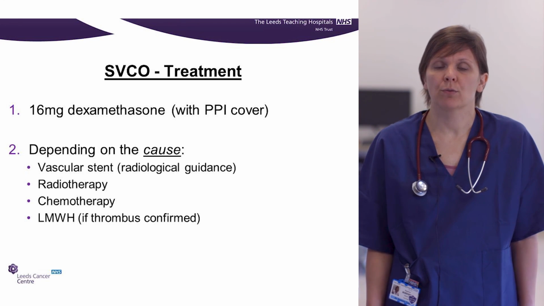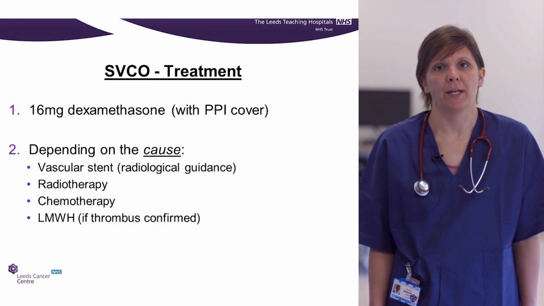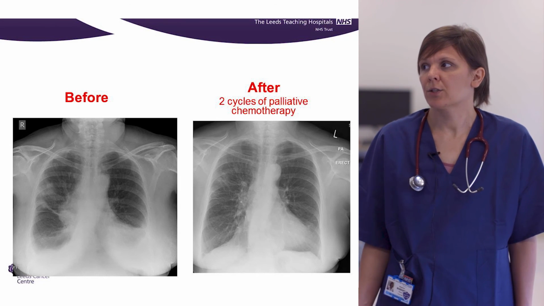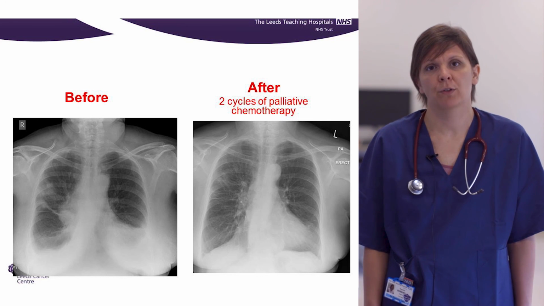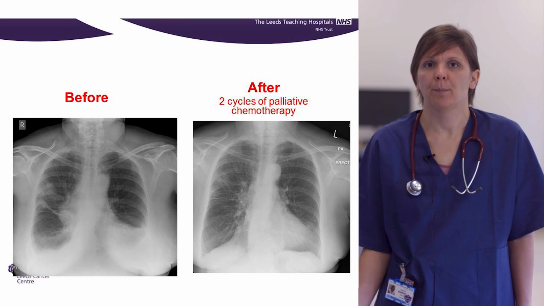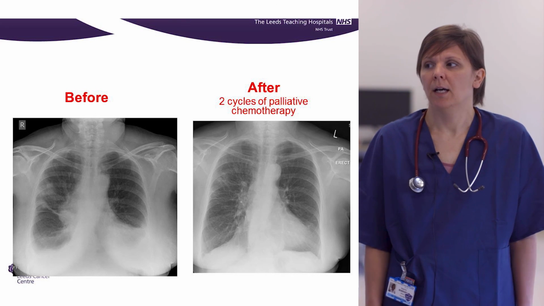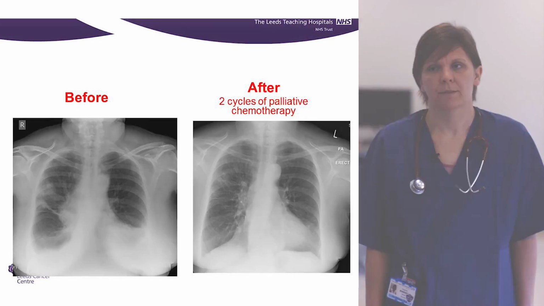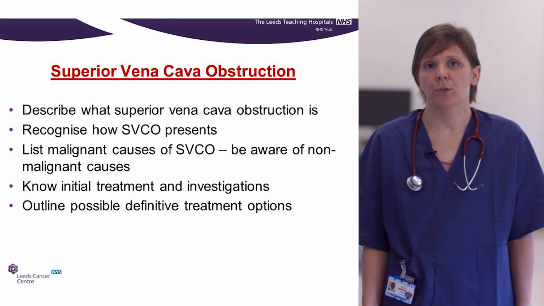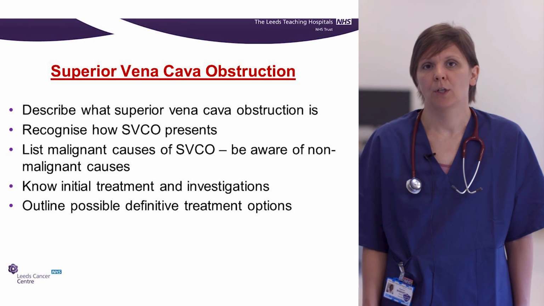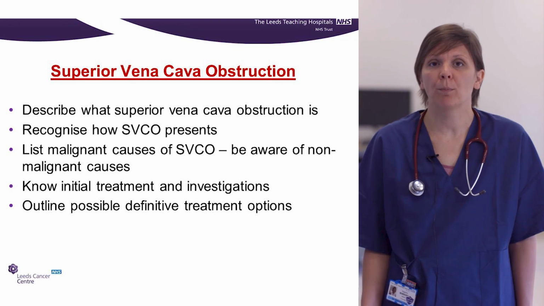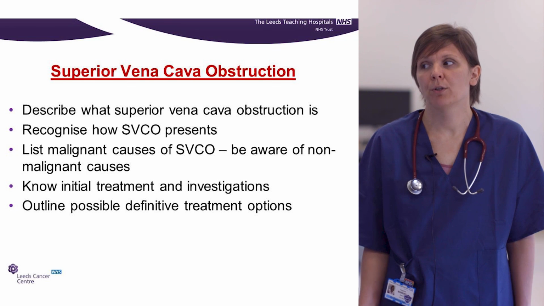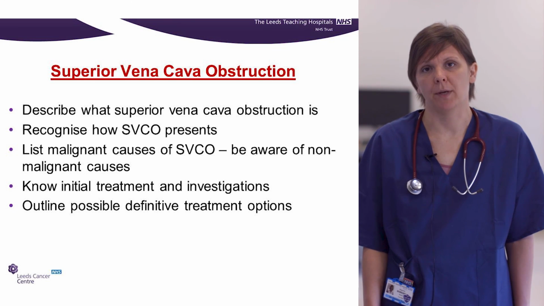And if the cause is due to a thrombus, you want to anticoagulate that patient, so commence them on low molecular weight heparin. This X-ray is shown after 2 cycles of palliative chemotherapy how much the tumour has shrunk and therefore how much better the patient is both symptomatically and prognosis-wise. So I would hope you'd now be able to describe what superior vena cava obstruction is, recognise how it presents, list the causes, both malignant and non-malignant, of SVCO, and know your initial treatment and investigations for that patient.